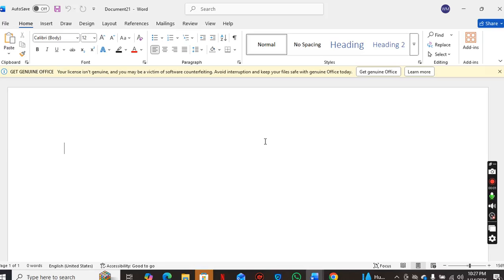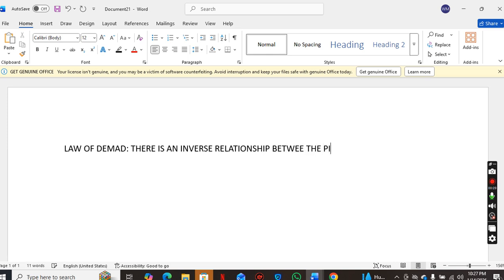Apply to intermediate economics. All right, first we have to remember the law of demand, which says there is an inverse relationship between the price and the quantity demanded.